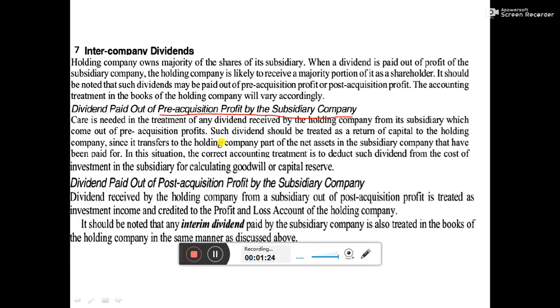On the other hand, if the dividend is paid out of post-acquisition profit, it will be credited to profit and loss account. Please remember that whenever dividends are issued after the date of acquisition, it will be credited to profit and loss account. Okay, these are the two important adjustments of dividend. So now let us start with the solution.